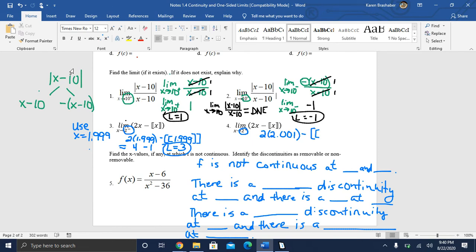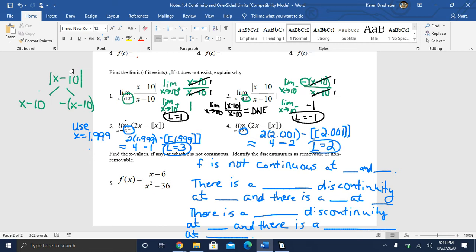And I'm trying to do this without a calculator. So I am going to estimate, because I'm looking at what my value is becoming. So 2 times 2.001 is very close to 4. So that's becoming 4 minus, and then my greatest integer function takes 2.001 and rounds it down to 2. So this is 4 minus 2, and the limit as x approaches 2 from the right is 2.